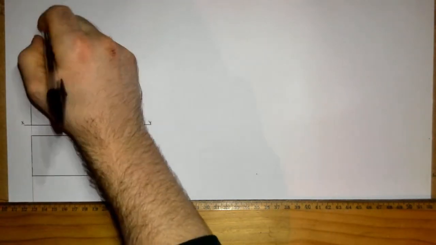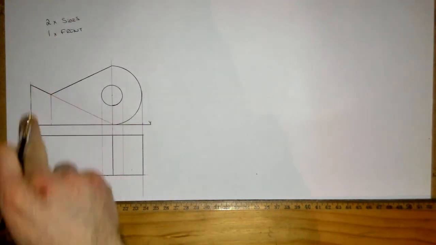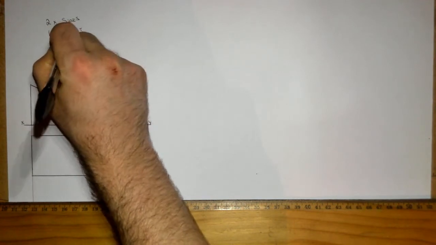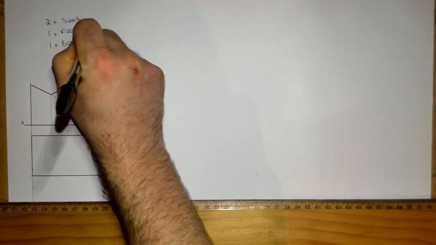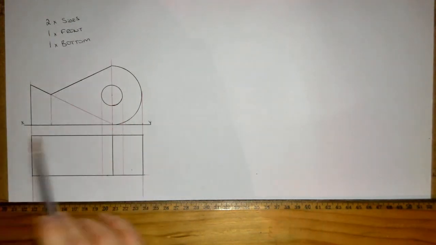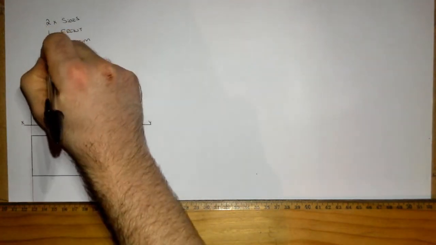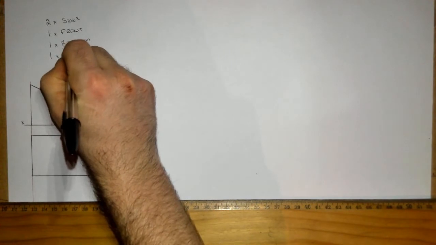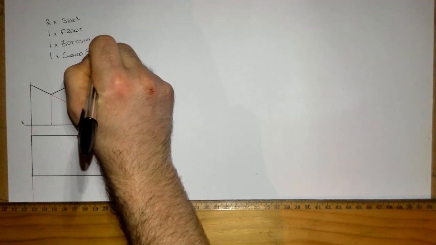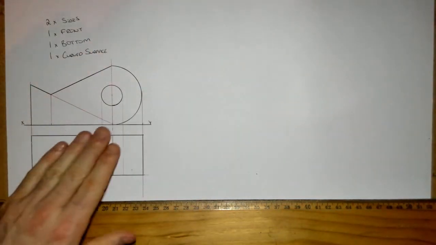We have the front face, so 1 by front, which is going along here. We've got a bottom surface here, so 1 by bottom. And then finally, the 2 sides, the front, the bottom, so 4 altogether, and then we have this curved surface here, which is probably the trickiest part of this question. So we have 1 by curved surface.